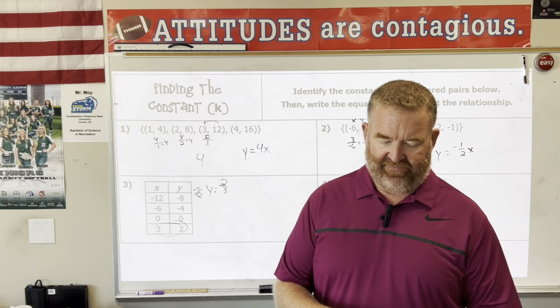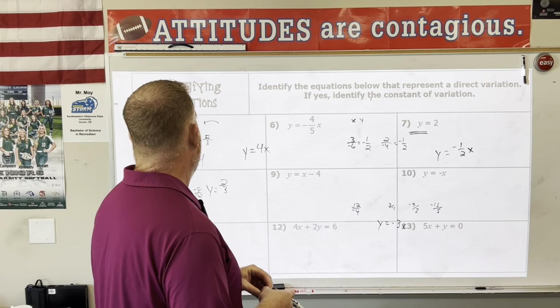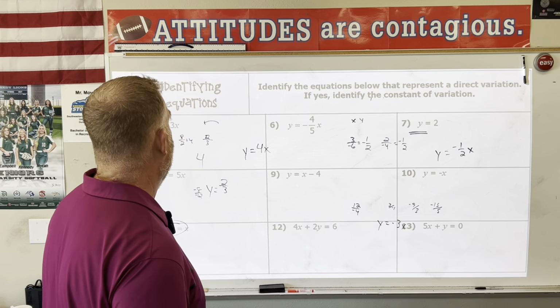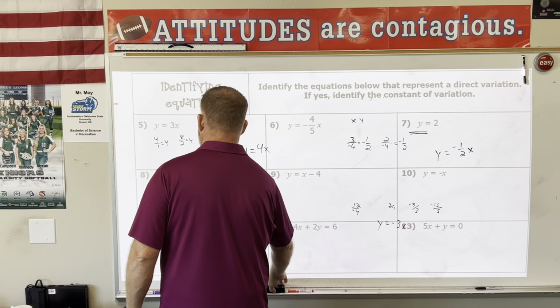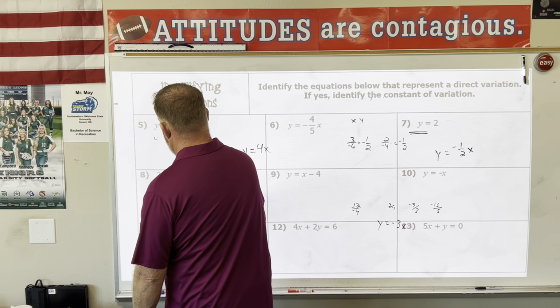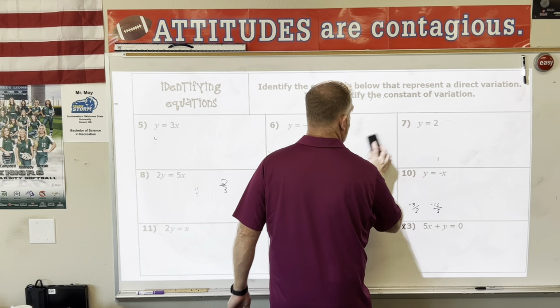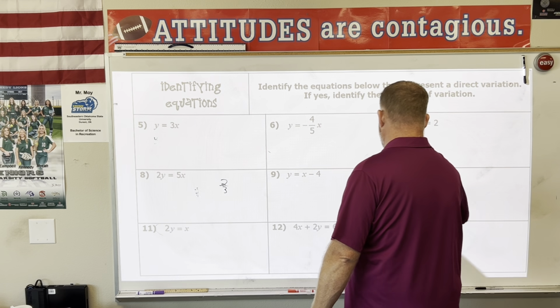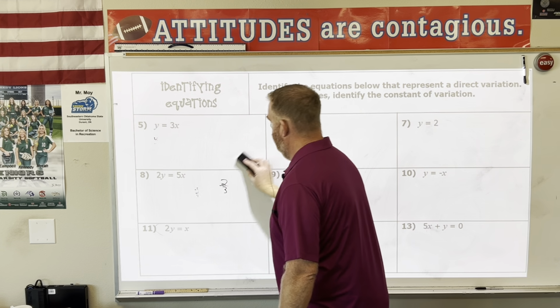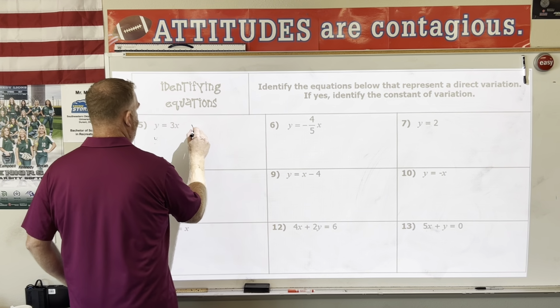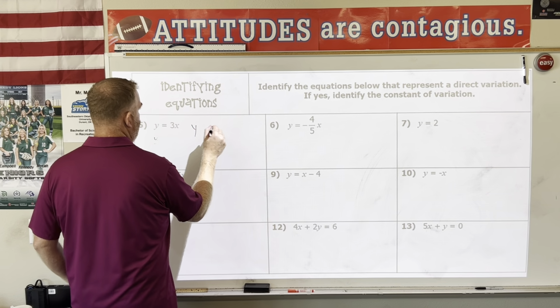All right, now we've talked about it from a table and points. Let's talk about it from an equation. Okay, here we go. Number 5, does that look like direct variation? Yes. What is the constant? Yes, it is. The answer is 3. Yes, it's 3. 3 is your constant.